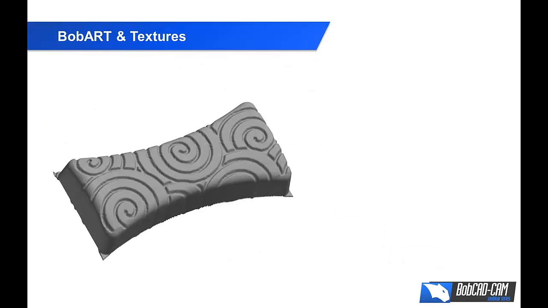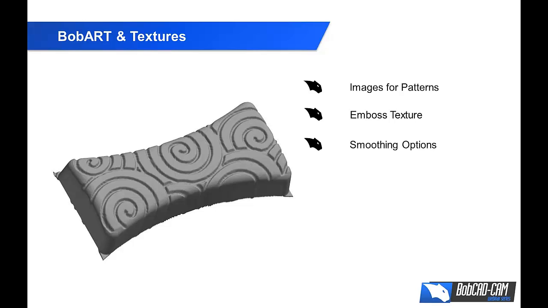The next thing we're going to talk about is BobART in textures, so how you can use BobART in textures. BobART is an add-on. It's one of our most popular add-ons, and there's a lot of things that you can do with it. Textures is one of them. We're going to talk about using images for patterns, like in this example. We're also going to talk about the emboss texture feature, how we have a feature specifically for creating textures. It's called emboss texture, so we'll go into that a little bit. And then we're also talking about the smoothing option, so after you apply a texture, how you can smooth it out on your surfaces.